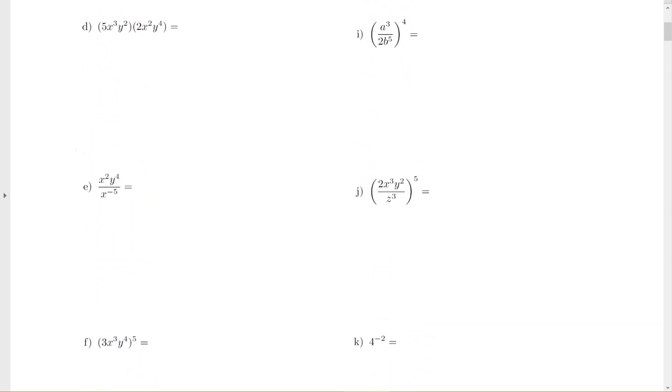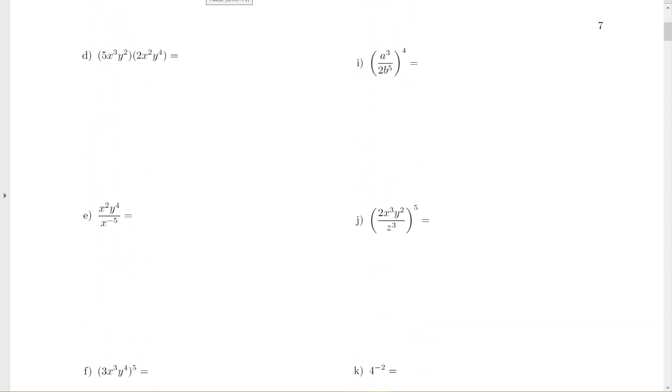Okay, some of these problems I know we skipped over in class, so I'm just going to go through the answers here. First one should be 10, just multiplying the 2 and the 5, x to the 5th, y to the 6th. You add exponents. Next one, a to the 12. When you raise a power to a power, you multiply. 2 to the 4th is 16, and then b to the 5 times 4, b to the 20th.